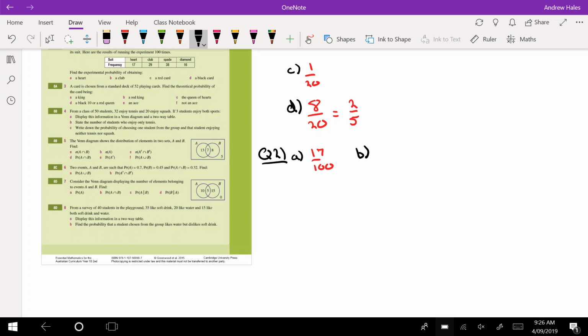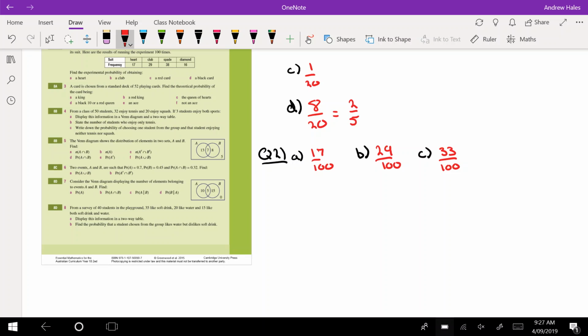B, for a club, well, a club is 29 out of 100. A red card. For those of you who don't know playing cards, the red cards are hearts and diamonds. So you're going to add that 17 and 16. That gives me 33 out of 100.